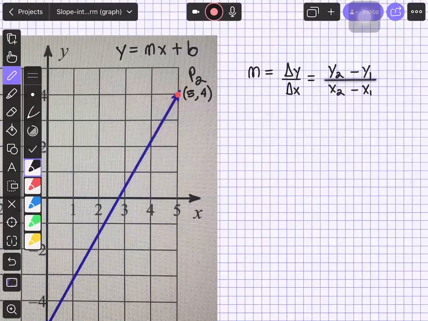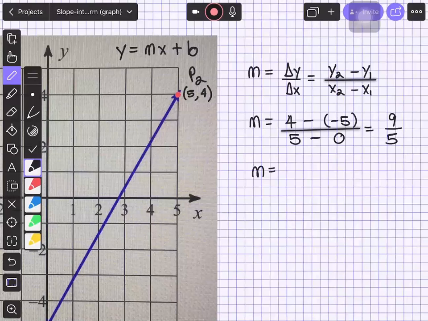Okay, so our slope will be y2, which is 4, minus y1. You remember, it's -5. And this will be divided by x2, which is 5, minus x1, which is 0. So 4 minus -5 is 9, and 5 minus 0, 5. So we have our slope. Our slope is 9/5.